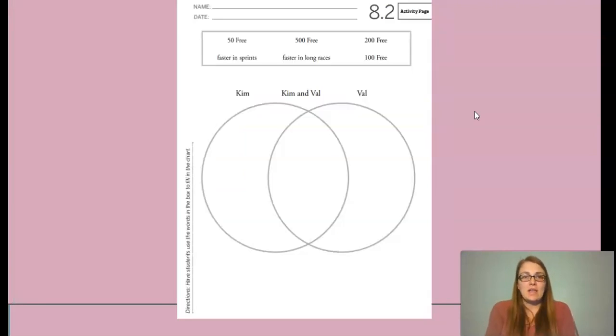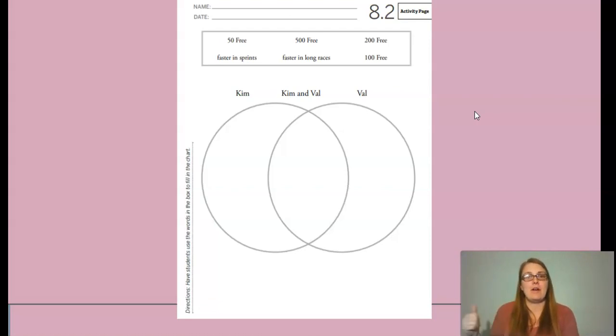Okay, so again we have a Venn diagram, which the two circles where they overlap, that's things that are similar between the two girls, Kim and Val, and on the outside you're looking at the differences. So at the top of the page there are 6 phrases in the word box. Put them where they would go.